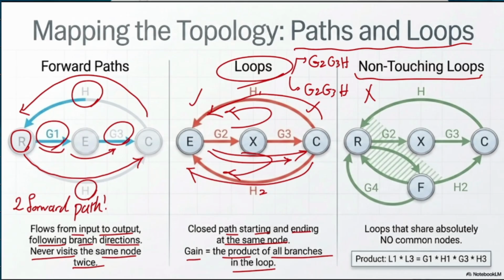It means that those loops are not going to share any common nodes. At this point we don't have any non-touching loops, but I just gave you the definition of what that is, and in the future we are going to touch on it a lot.